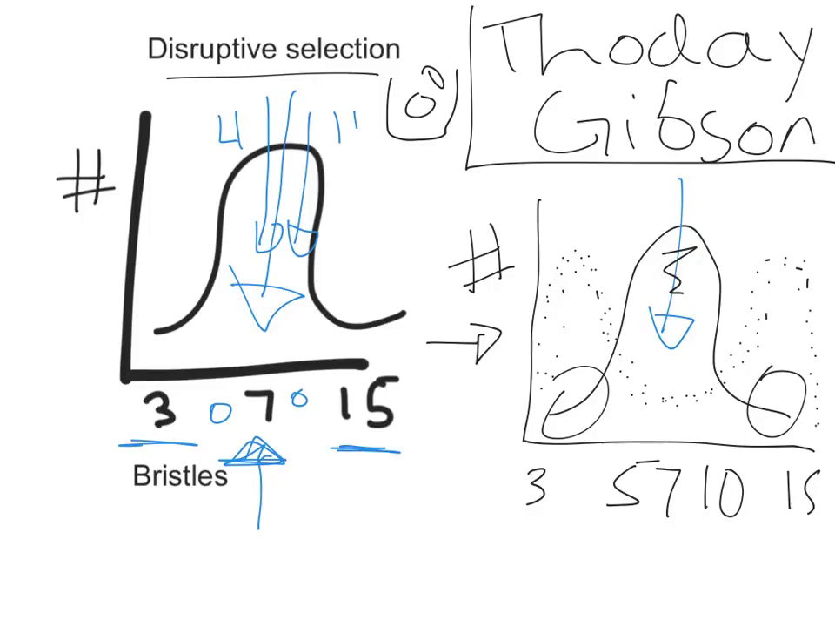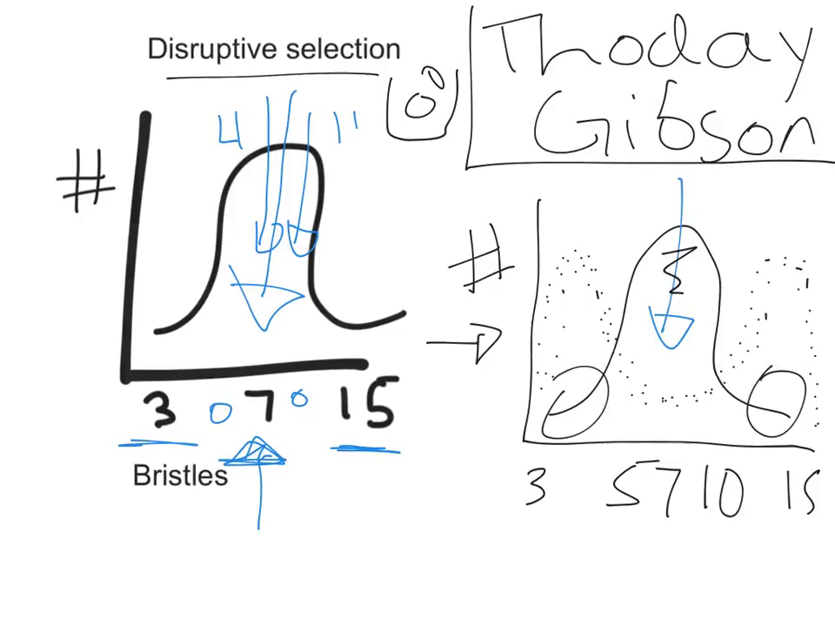So those are the 3 types of selection. We had directional, disruptive, and stabilizing selection, and it's all caused by selective pressure. So you should be able to answer the homework now. You should be able to get some examples and write down some graphs there. And also, I hope this helps you study for the test.